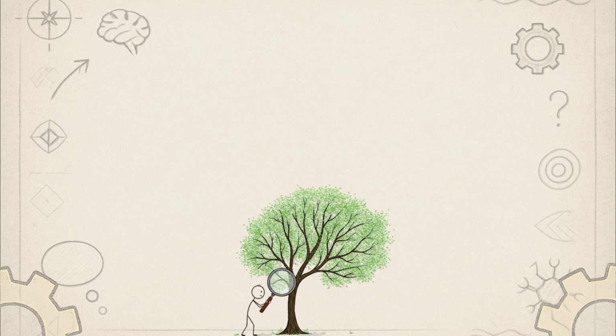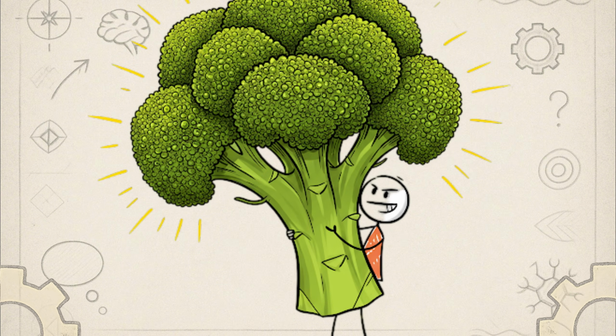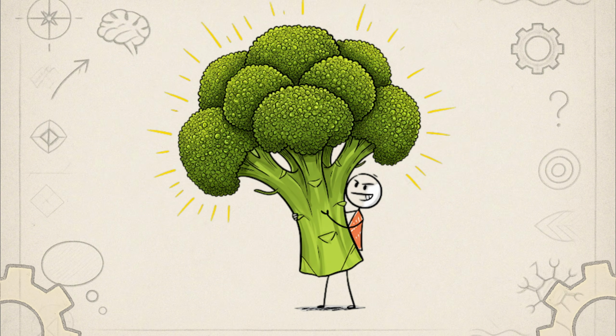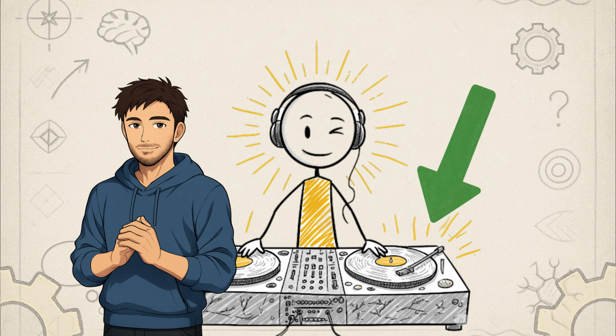Zoom in on a tree? Branches. Zoom in on your blood vessels? More branches. Zoom in on a broccoli? Okay, that one's just showing off. Fractals are nature's favorite way of saying, why make something new when I can remix what already works?